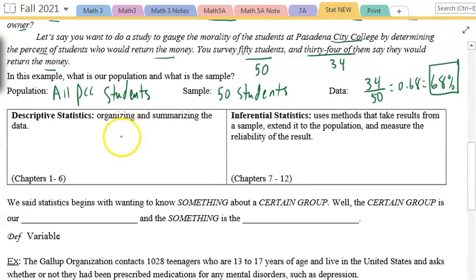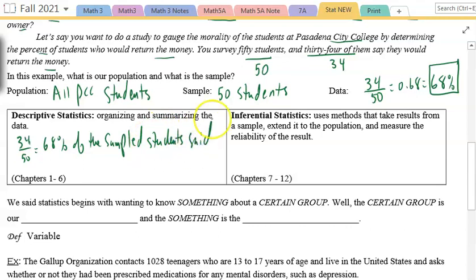Descriptive statistics: organizing and summarizing data. So in this case, we say 34 out of 50, which is 68% of the sample students, said they would return the money.